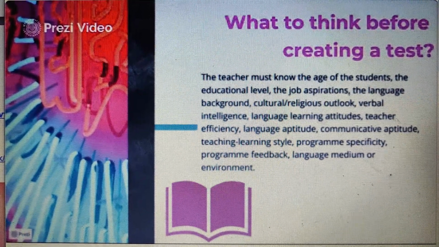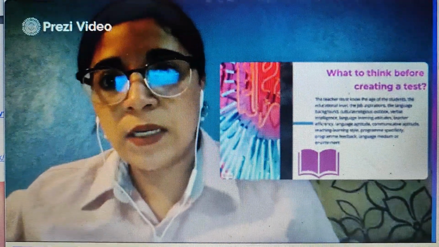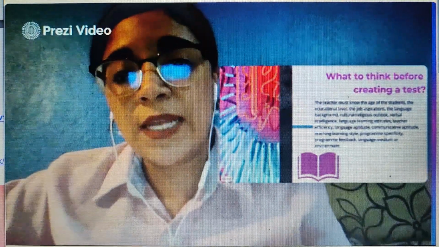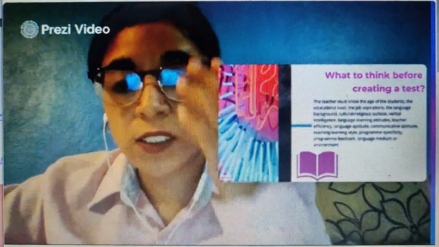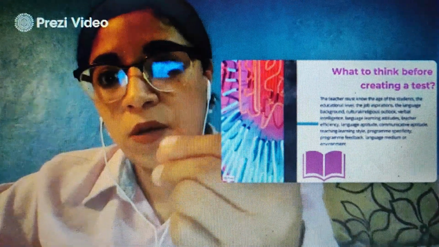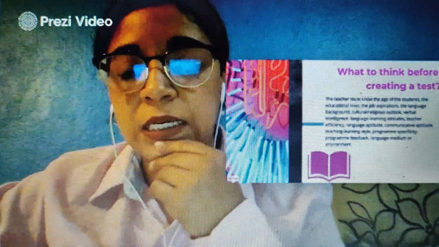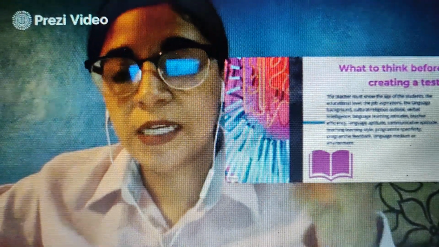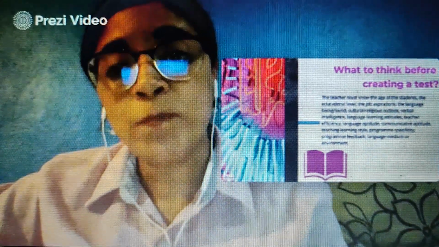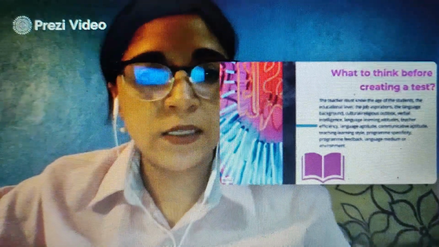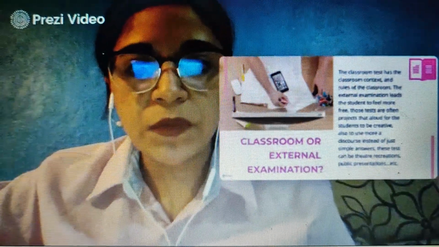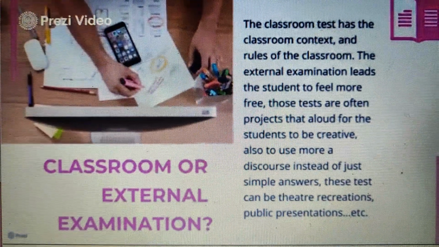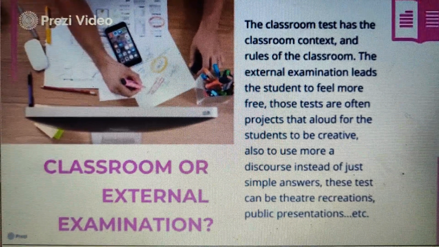In my case, in Kinder 1, what I need to do is, okay, well, what abilities do they have now? For example, when they got here in the first month, they couldn't even handle the crayon. Now, at this month, they can actually match and they can color. So those are the different things that I have to pay attention to and take into account for the testing. Now, classroom, internal or external examination. The classroom test has the classroom context and the rules of the classroom.